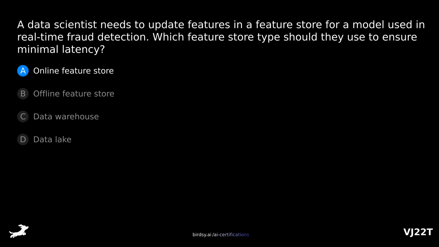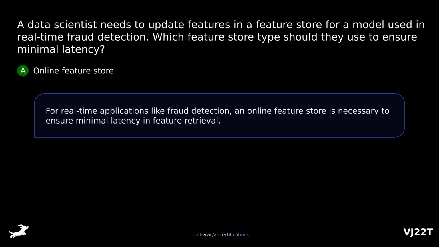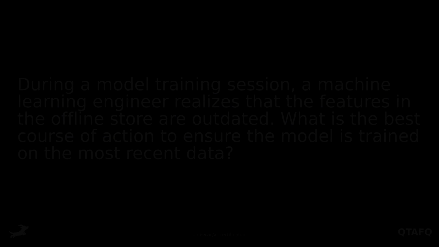Is it A. Online feature store? B. Offline feature store? C. Data warehouse? Or D. Data lake? The answer is A. Online feature store. For real-time applications like fraud detection, an online feature store is necessary to ensure minimal latency in feature retrieval.